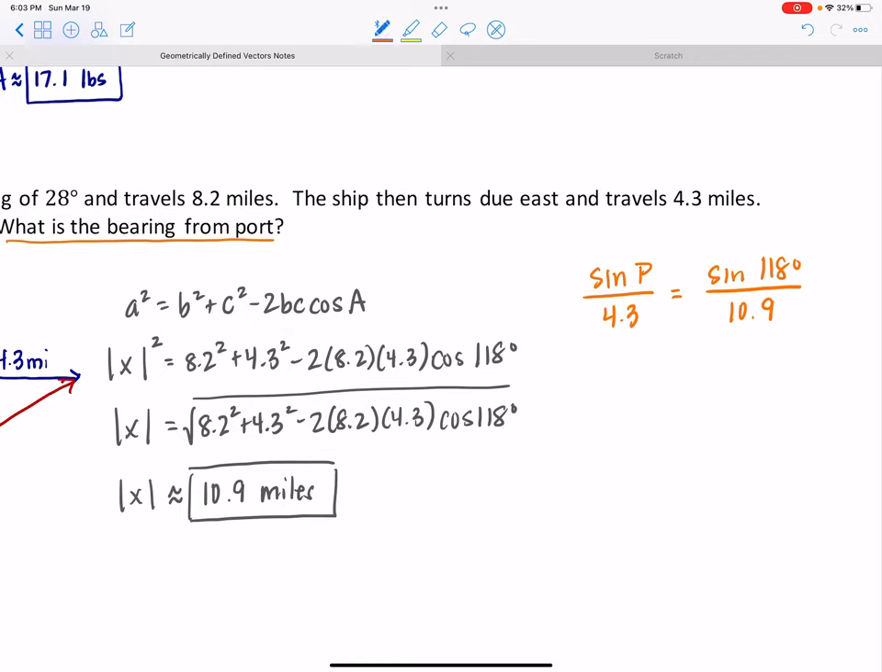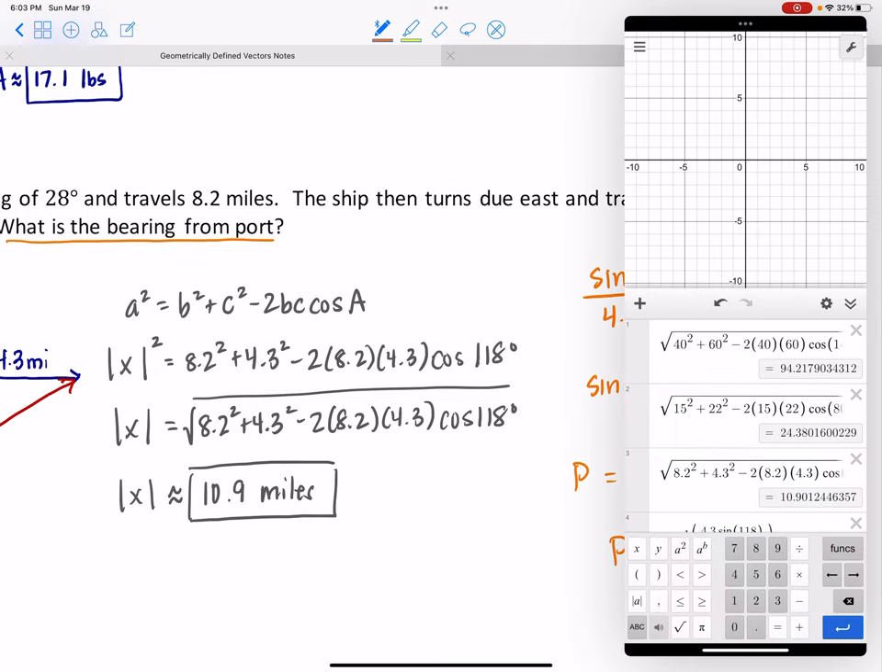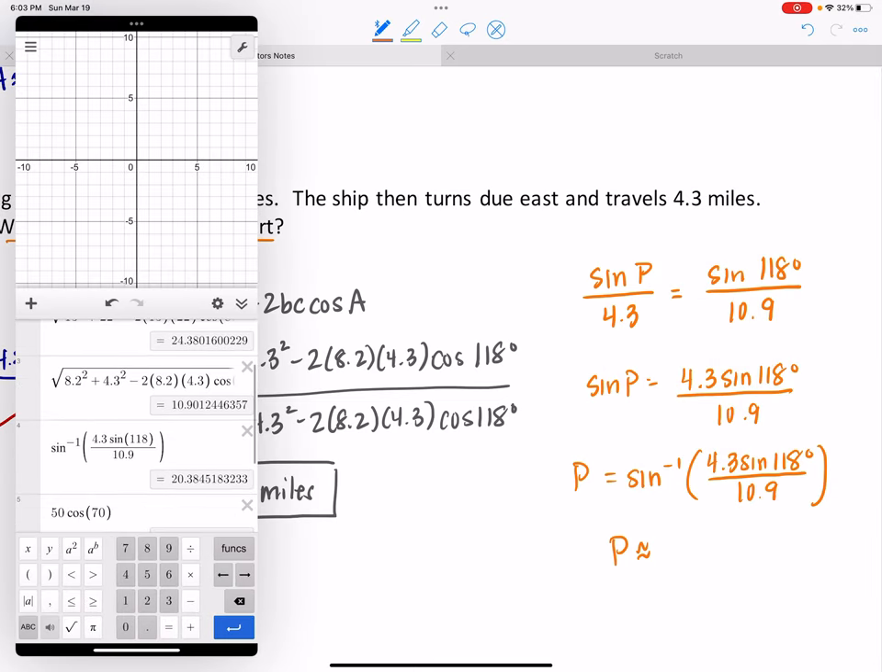Okay, so if I want to solve for the sine of p, first I'm going to multiply both sides by 4.3. So the sine of p is going to be 4.3 times the sine of 118 degrees divided by 10.9. And then I'm going to have to take the inverse sine. So p is going to be the inverse sine of this fraction. And that means p will be approximately, from the calculator, about 20.38, let's just say about 20.4 degrees.